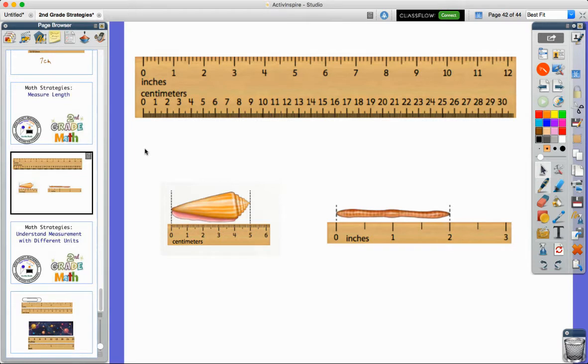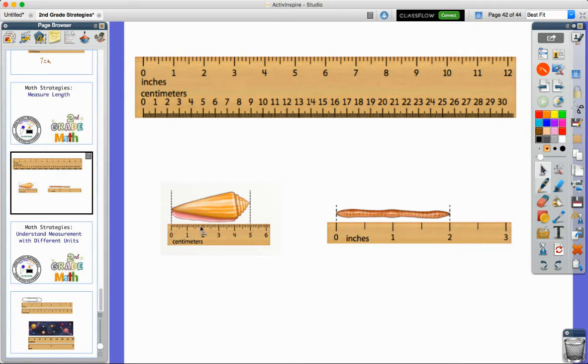So they chose to use a shell to measure with centimeters, and then a stick to measure with inches. Now, they did draw those dotted lines right here, and I want to remind you that those dotted lines are there to remind you that you have to line everything up. So we made sure the end of the shell lines up with 0 centimeters. All right, we got to start at the beginning, and then we can count and see how far it goes.